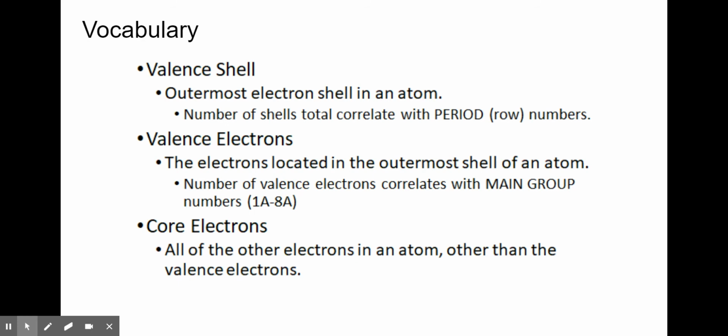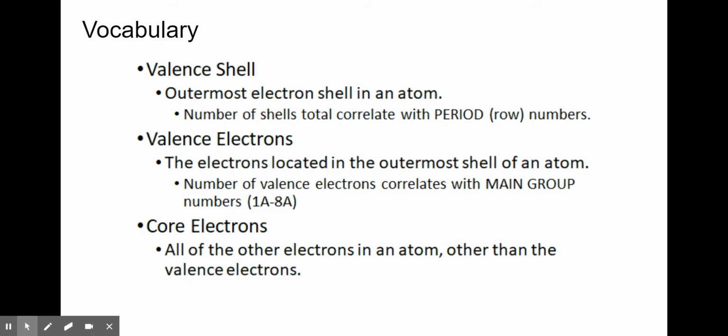So look at your periodic table. Hydrogen is in row 1. How many shells can hydrogen possibly have? Just 1. Lithium is in row 2, so there will be 2 total shells for the electrons of lithium. Sodium is in row 3, or period 3. Sodium will have 3 shells. One of those will be the valence shell, and the rest we'll consider core.